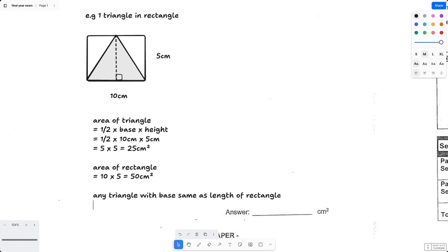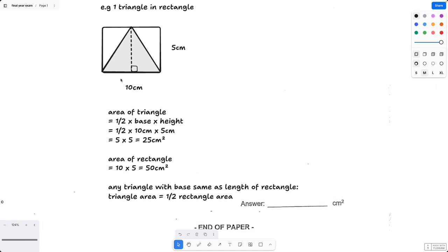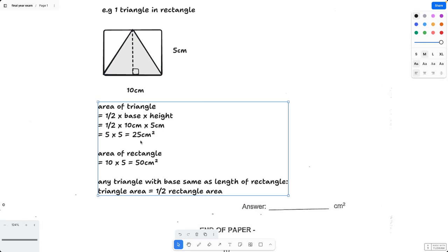Any triangle with base same as length of rectangle means that the triangle area is equal to half of the rectangle area. Okay, so basically it makes sense, right? If the base is the same as the length of the rectangle, it becomes half of the rectangle.